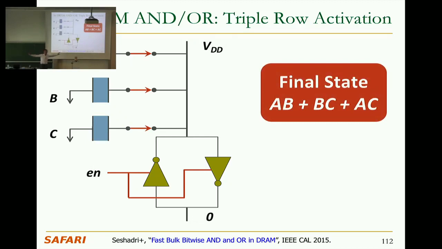And in DRAM, you have many, many subarrays, let's say 1,000 subarrays. You could be calculating the bitwise majority of two 8 kilobyte rows in 1,000 subarrays. That's the nature of parallelism inside a DRAM chip. Of course, you need to satisfy the power requirements of that chip, but nobody said that this is going to come at no cost, right? So basically, this is nice.